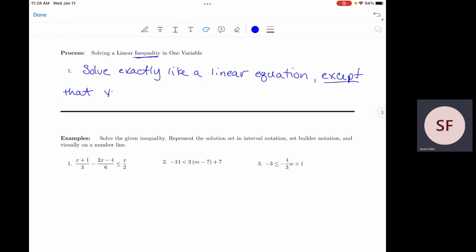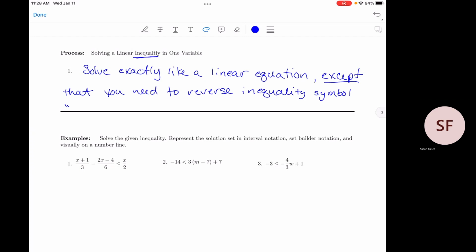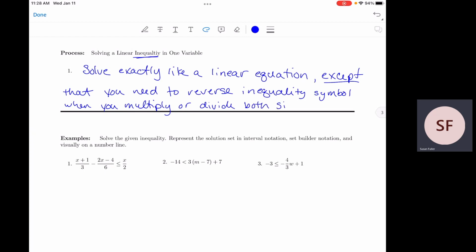except that you need to reverse your inequality symbol when you multiply or divide both sides by a negative number. Okay, so you'll pretend it's an equation, except that you're going to flip your inequality symbol if you multiply or divide both sides by a negative number.